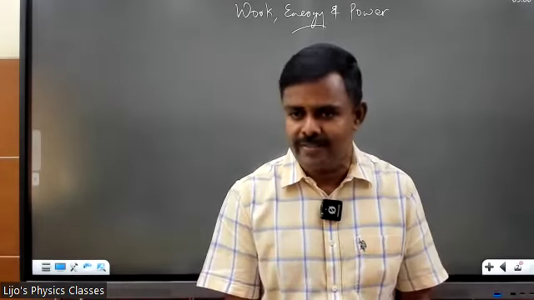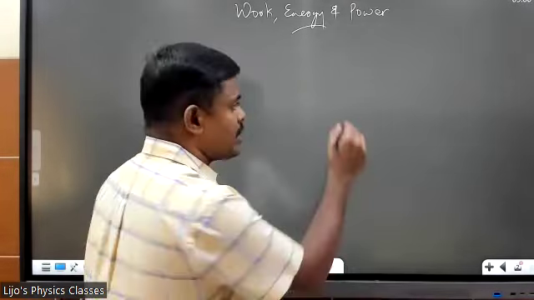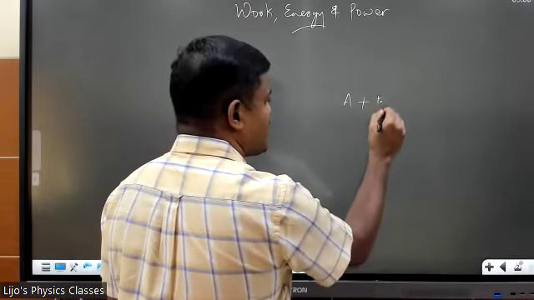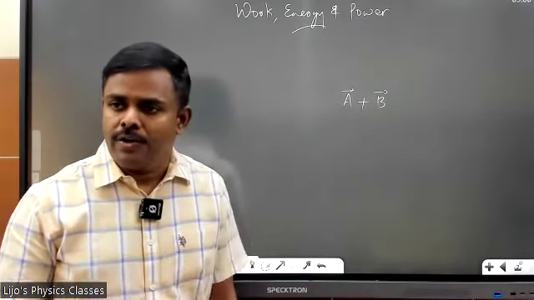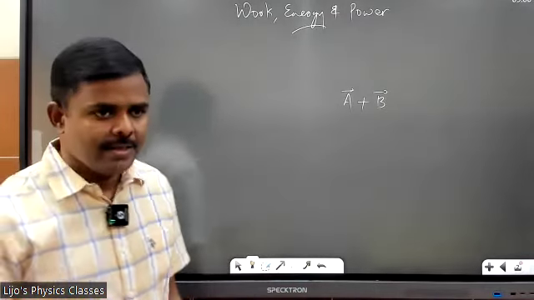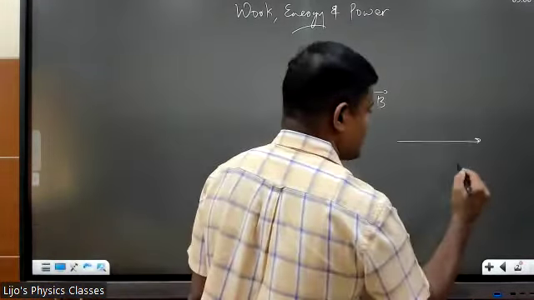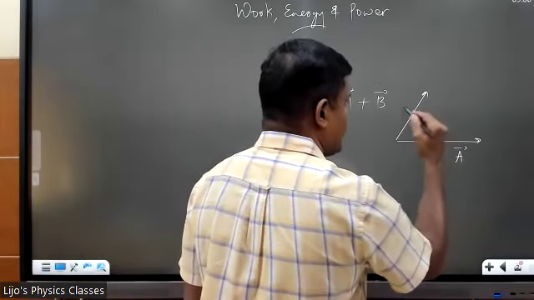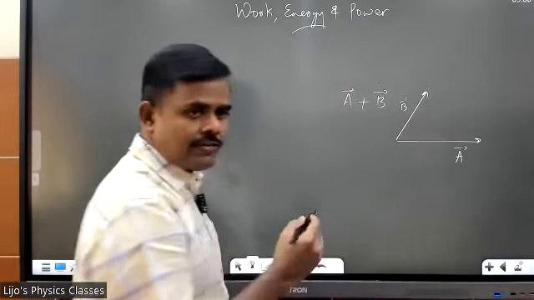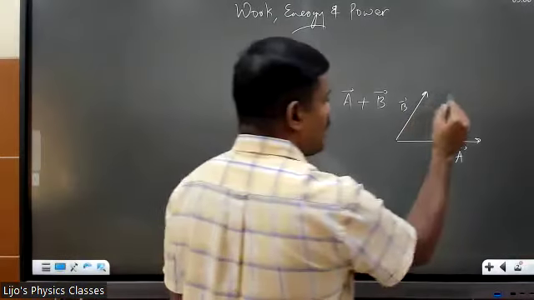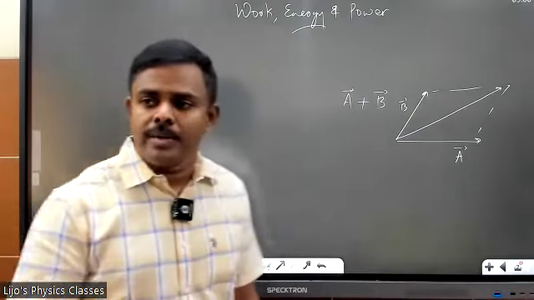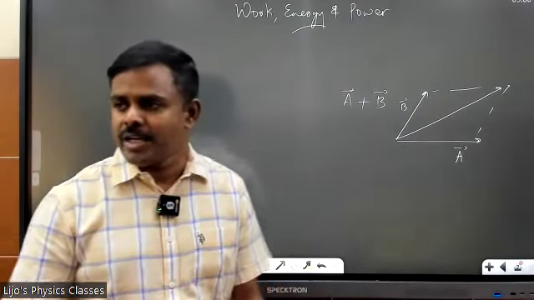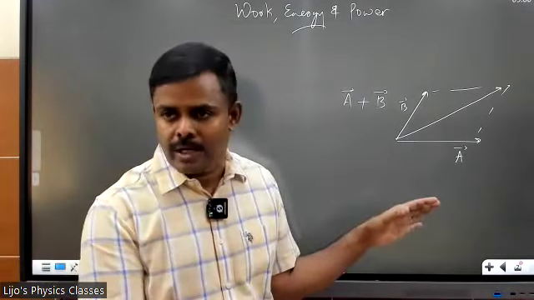How do we multiply vectors? We learned addition of vectors. How are vectors added? We use a law called the parallelogram law of vector addition. This is vector A. This is vector B. How are we going to find the resultant of these two? Complete the parallelogram. Draw the diagonal. That is called the parallelogram law of vector addition. So you can add the vectors using the parallelogram law.